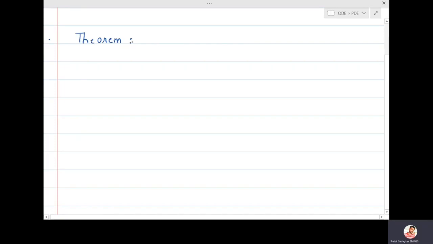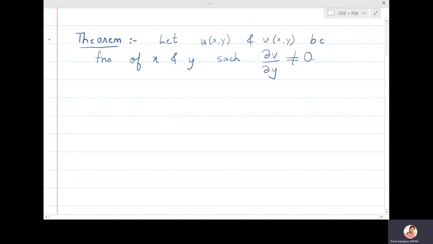Before proving that important theorem, let me just state one result here. Let u(x,y) and v(x,y) be functions of x and y such that the partial derivative of v with respect to y is not equal to 0. If the Jacobian of u, v with respect to x, y is equal to 0, then there exists a relation between u and v.